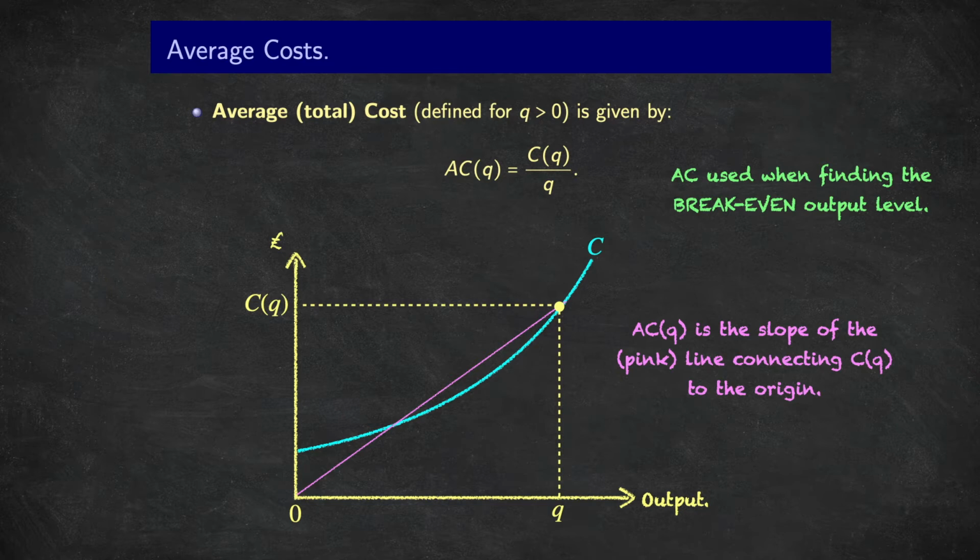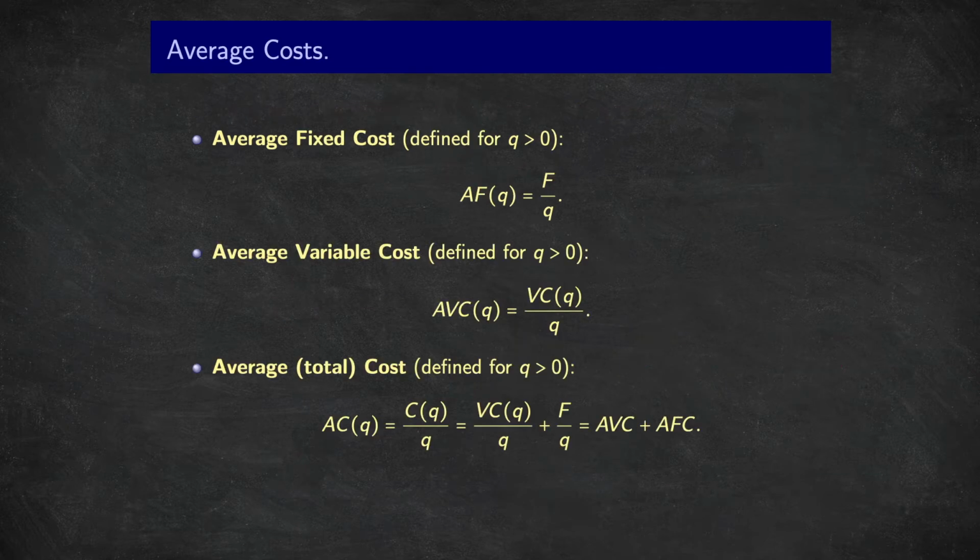If I looked at the slope of a line tangent to the cost function at that point, it would tell me the marginal cost. Similarly, we can use this idea of average cost to distinguish between average fixed cost and average variable cost. So remember that total cost, C(Q), is equal to variable cost plus fixed cost. So in the same way, average cost would be equal to average variable cost plus average fixed cost.